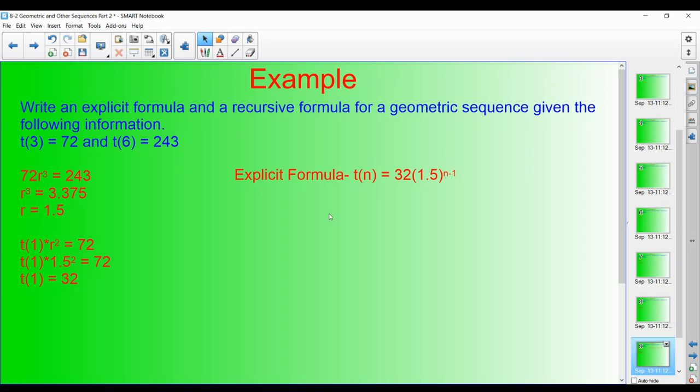And then my recursive, I've got to tell it what to do. I've got to say, well, to get to the next term, we need to do 1.5 multiplied by our last term. And we've got to give it a starting point. So here I said term 1 is 32. And we could check here, if we put 1 in, term 1 should be 32. If we put in 3, we should get out 72.